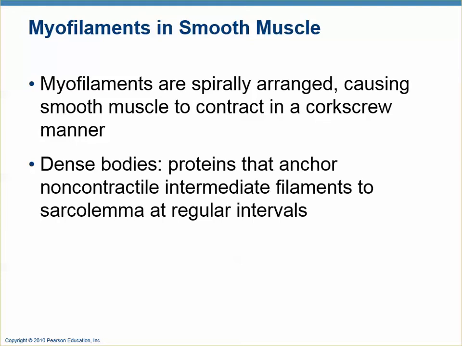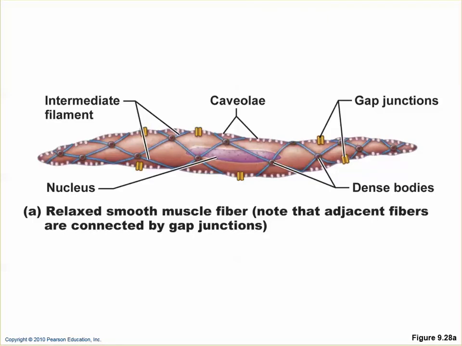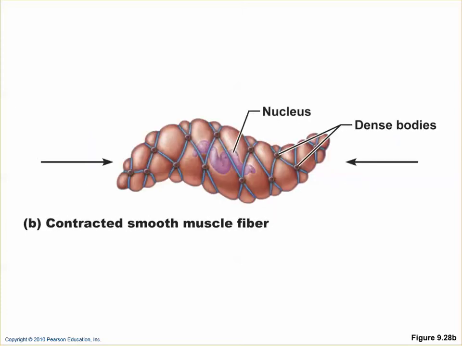And so what ends up happening is it looks like this. It looks very much like a bag that you might buy onions in, a sort of net with these dense bodies. And the myofilaments are attached to these dense bodies. So this is relaxed, and when the cell contracts, it pulls these dense bodies together and kind of corkscrews it. It's like when you're wringing out a towel. As you twist the towel, it pulls the people that are wringing out the towel closer together, and it's the same sort of thing.